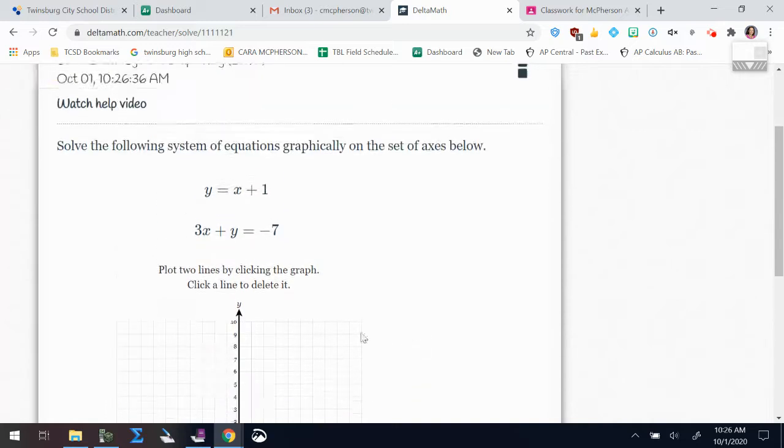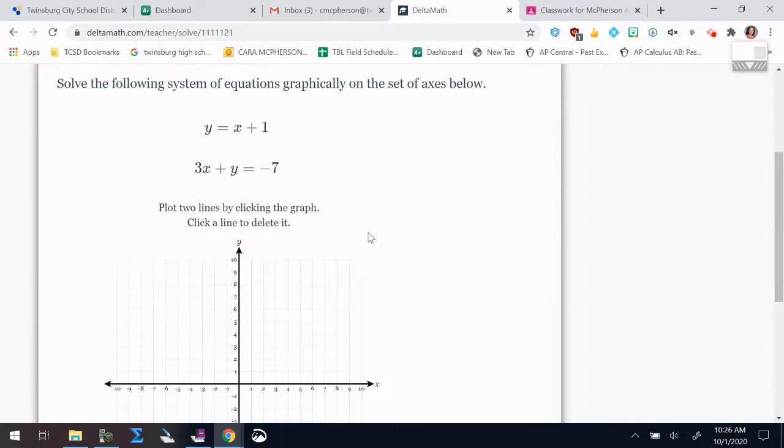So this one, your first one is in slope-intercept form. So you're going to start at 1. And then your slope is 1, so you're going to go up 1 over 1. Here's the challenge with the second equation. If you do the cover-up method, you're not going to get a whole number for your x-intercept, because if you cover up the y's, you're going to get 3x equals negative 7. When I divide by 3, I get negative 7/3.